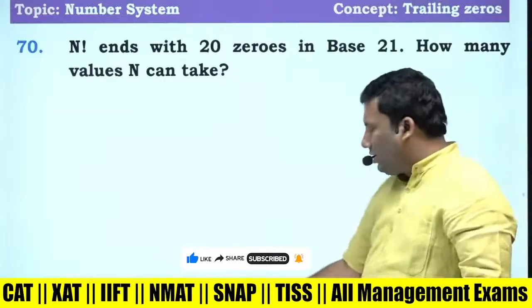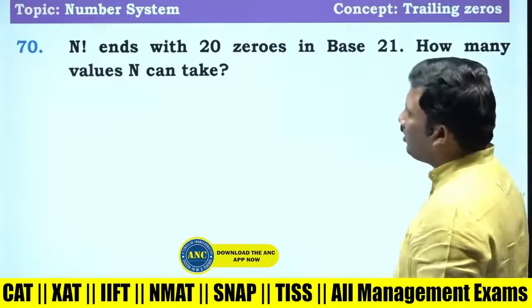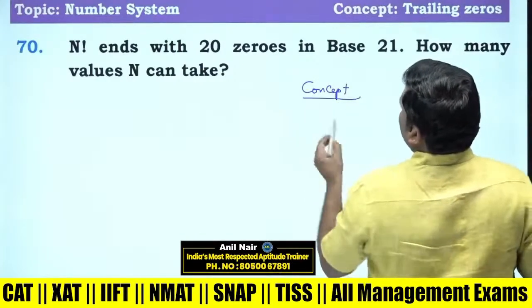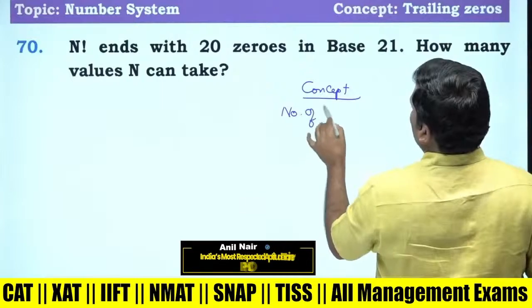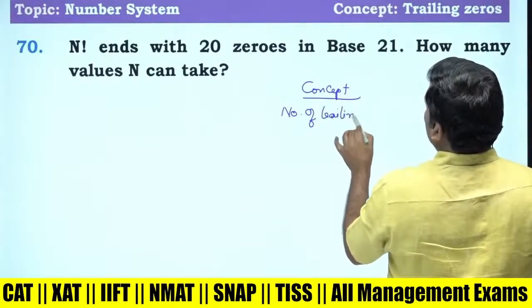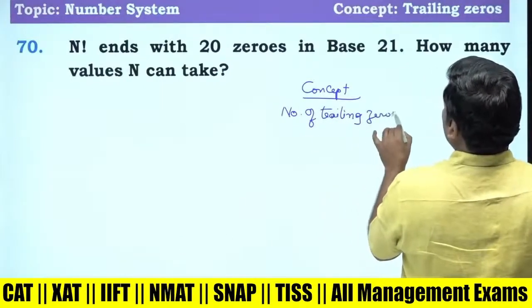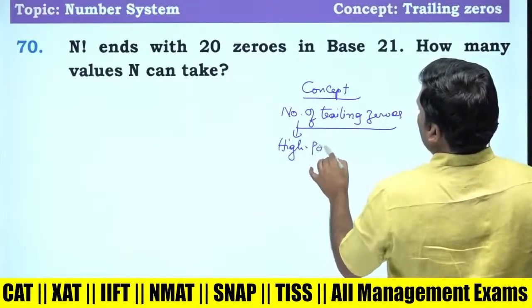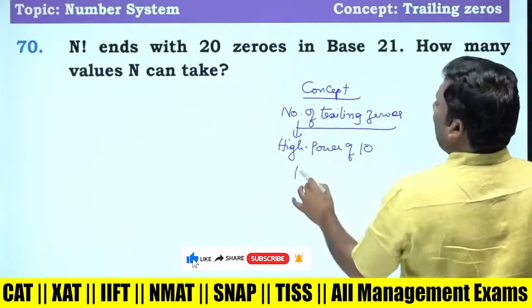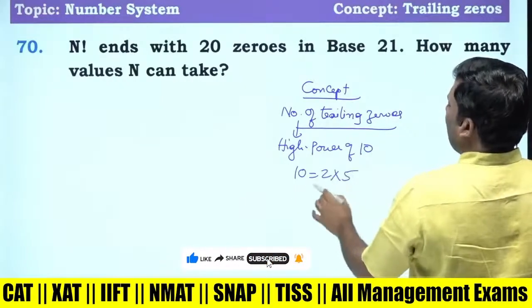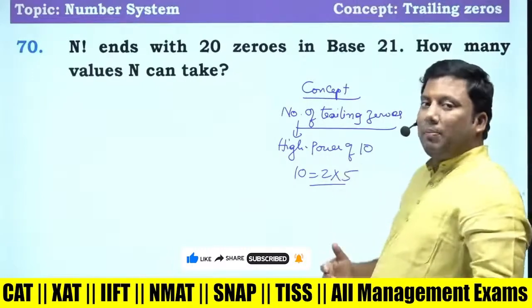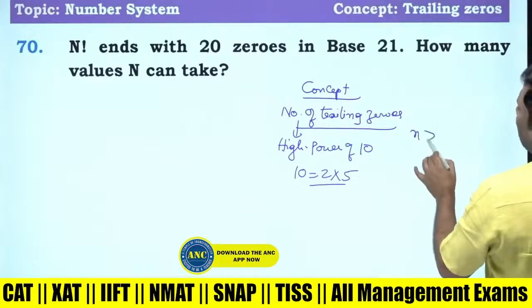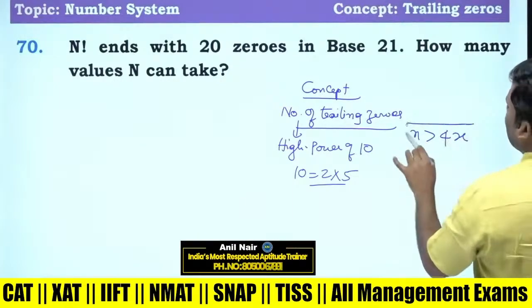Next one. Easily you can solve. Now see here. Concept: number of trailing zeros. It is the highest power of 10. 10 is 2 into 5. When you are writing the number, 2's will come more than 5's. So the answer we took was n is greater than 4x.